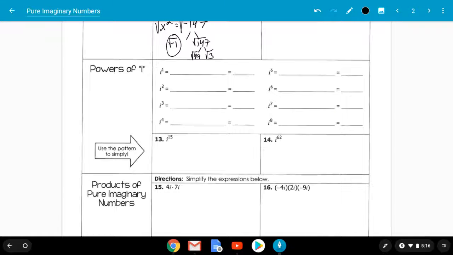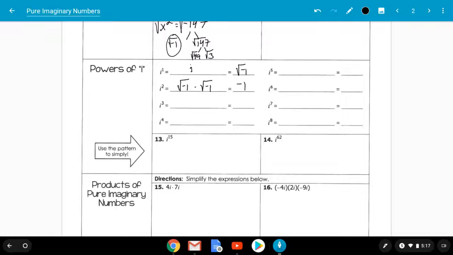Let's look at the powers of i here. What we said before, i to the first, or just i, is equal to the square root of negative 1. i squared, as you know, is i times i. But what is i already? It's the square root of negative 1 times the square root of negative 1, which is just negative 1.